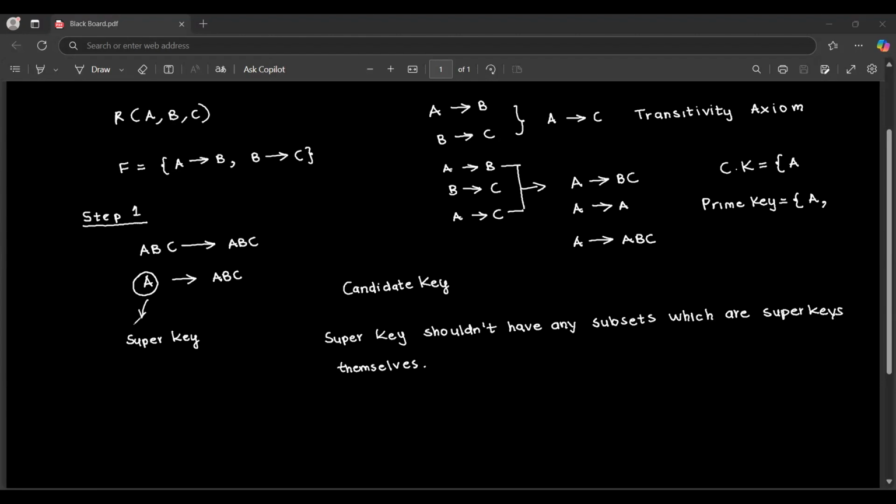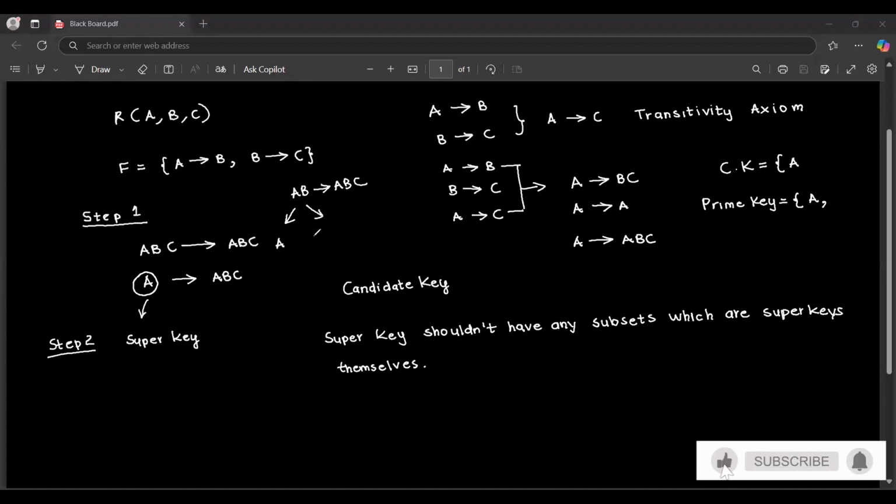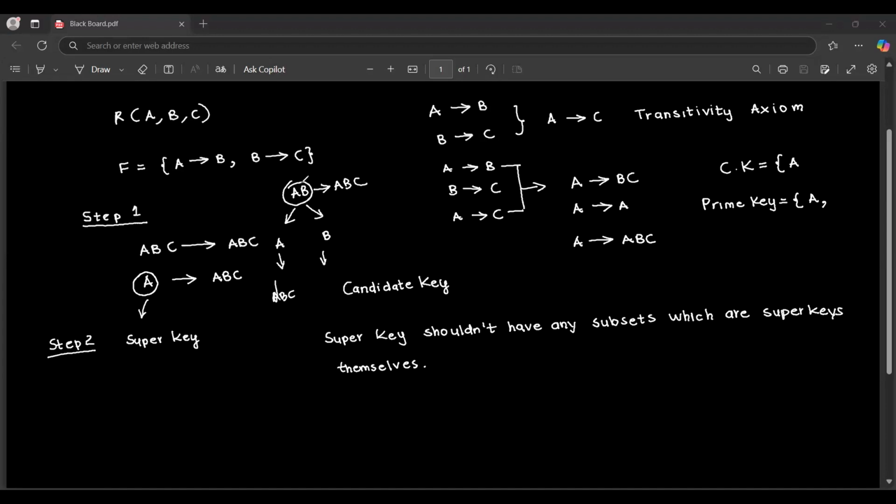Step two is checking whether there are other super keys inside that specific value. For example, if we had AB functionally determines ABC, we would have to break it down, A and B, and check what A functionally determines and what B functionally determines. Since we know A functionally determines ABC, AB can be a super key, but it's not a candidate key. That's what step two is.